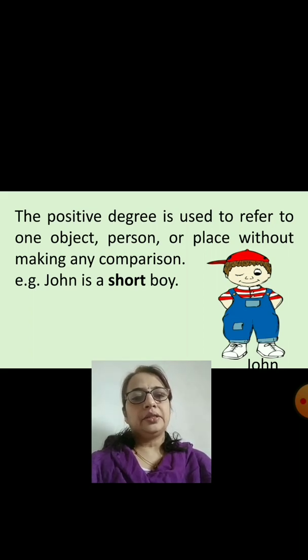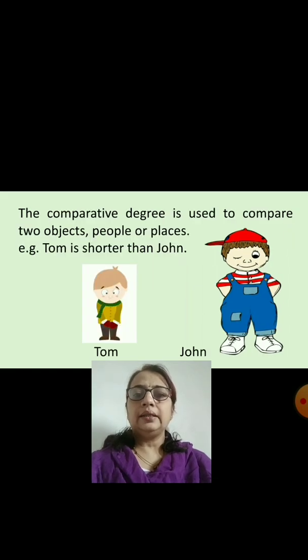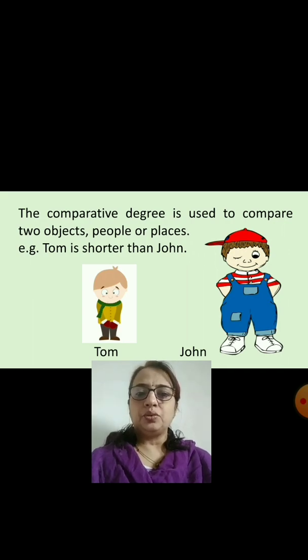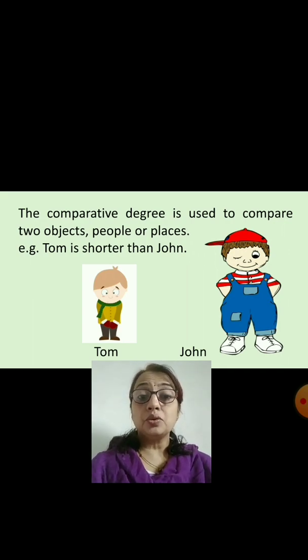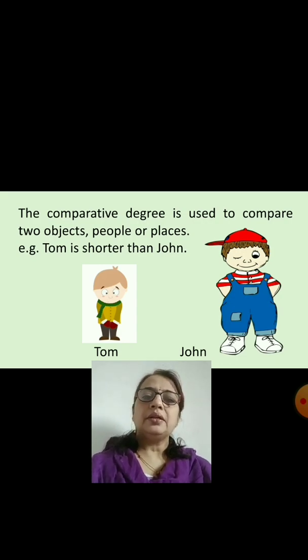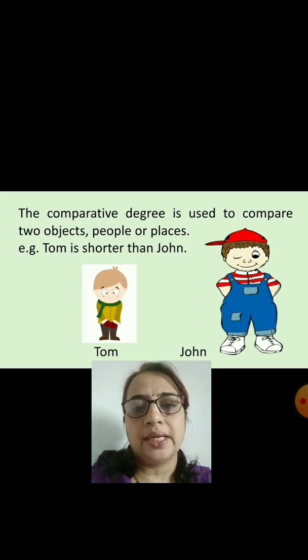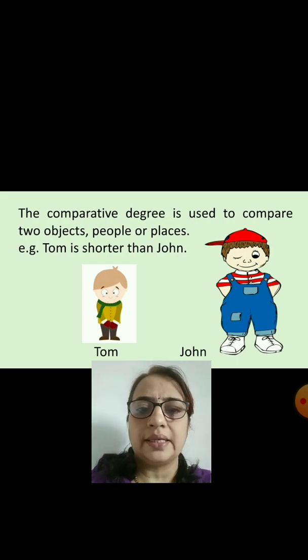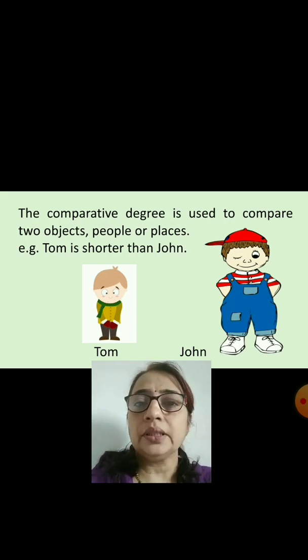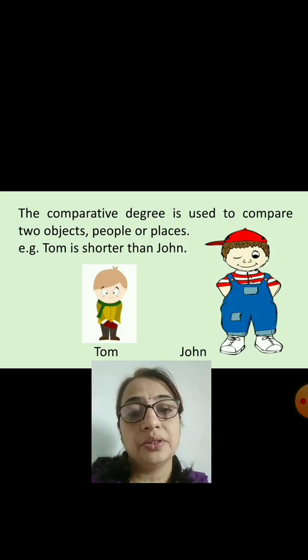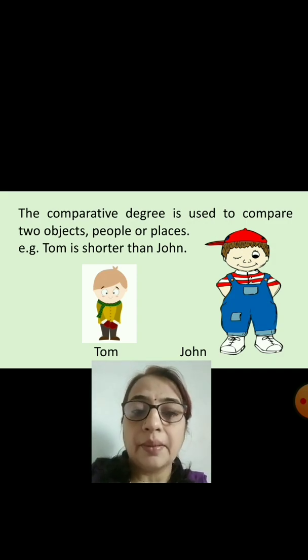Okay. Let us move ahead and see the another type of comparison, that is the comparative degree. The comparative degree is used to compare two objects, people, or places. Children, when we compare any two objects, people, or places, that degree is used. It is called the comparative degree because we are comparing them.